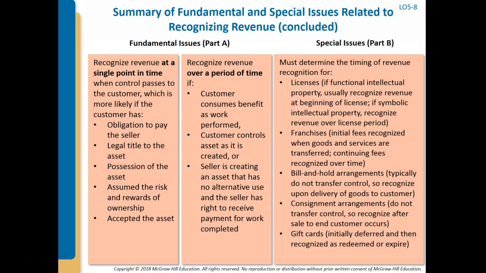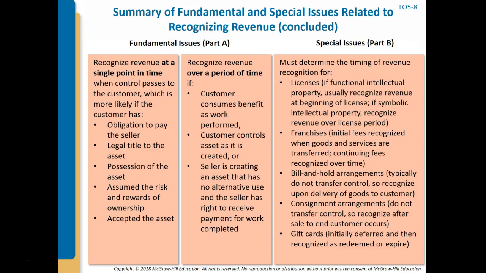We can recognize revenue at a single point in time when control passes to the customer, which is more likely if the customer has an obligation to pay the seller, legal title passes, possession of the asset occurs, they've assumed the rewards of ownership, and the buyer has accepted the asset.